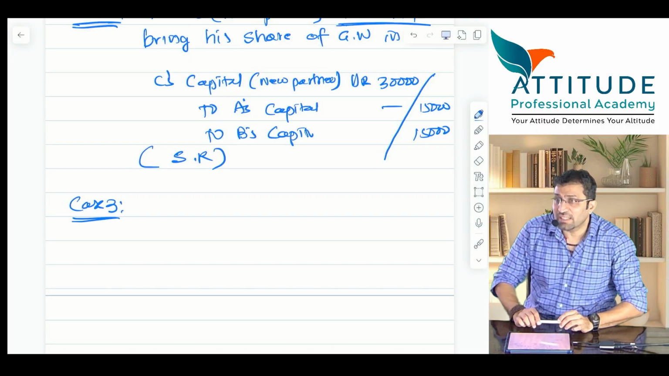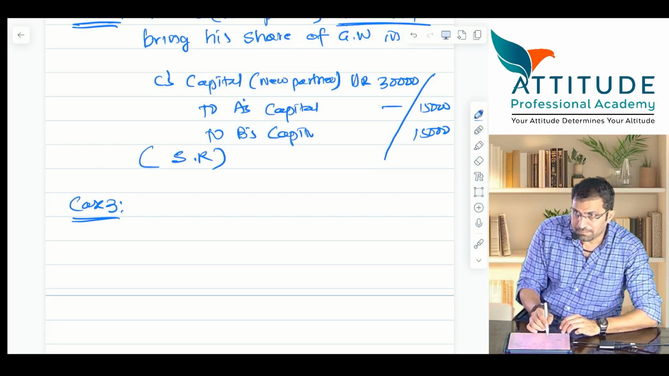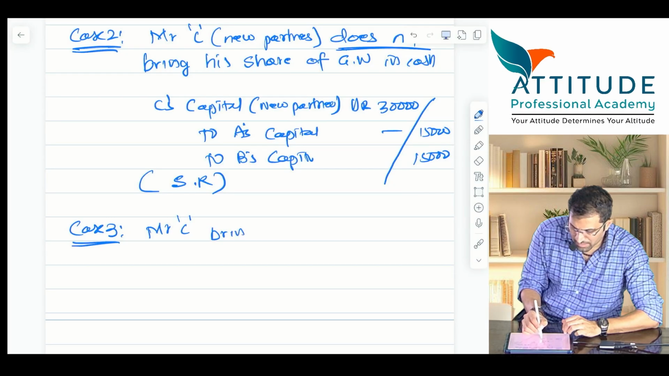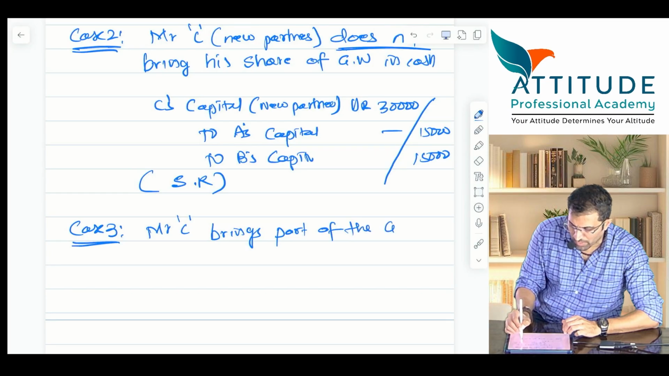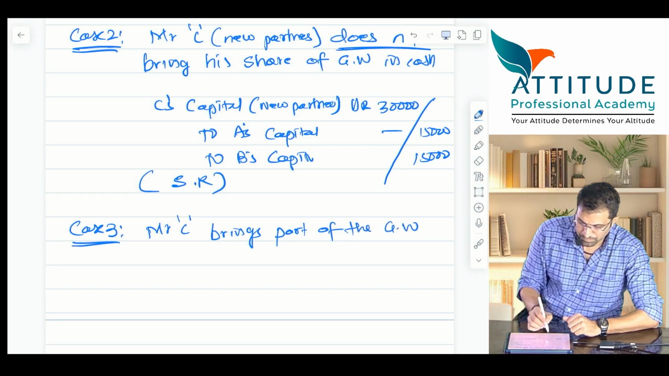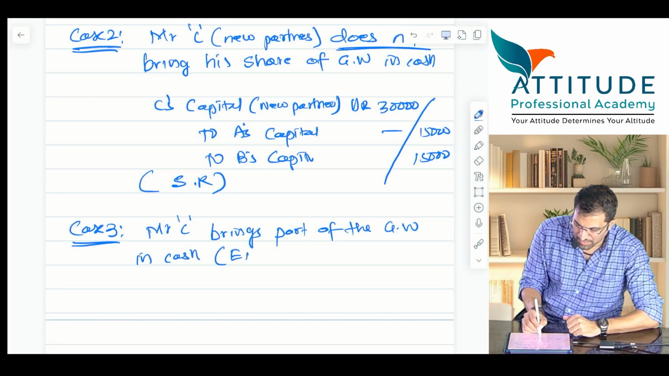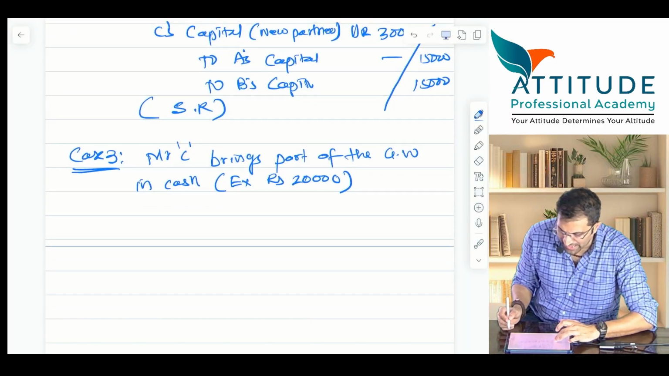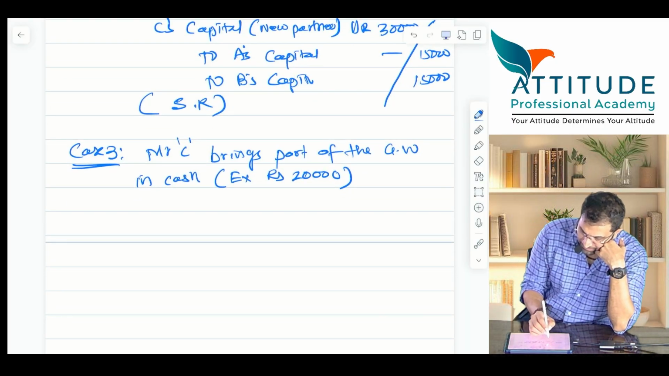Case 3. Mr. C brings part of the goodwill in cash. Example, rupees 20,000. It means he has to bring 30,000 but is bringing only 20,000. Entry, head rate.